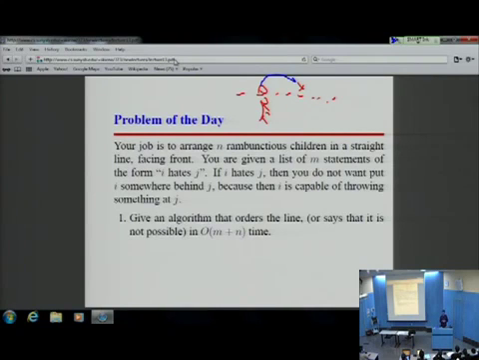Yes? Topological sort should seem like the natural thing. What are the vertices? There is a vertex for every kid. And what are the directed edges in this?